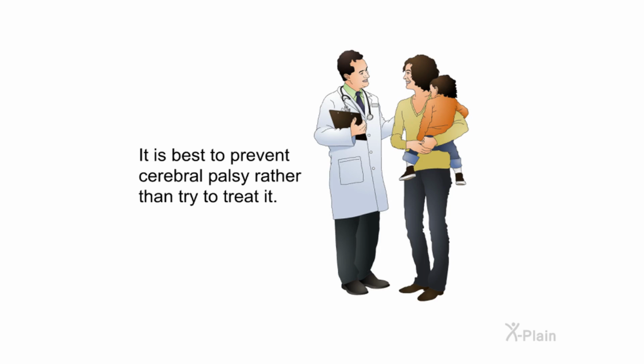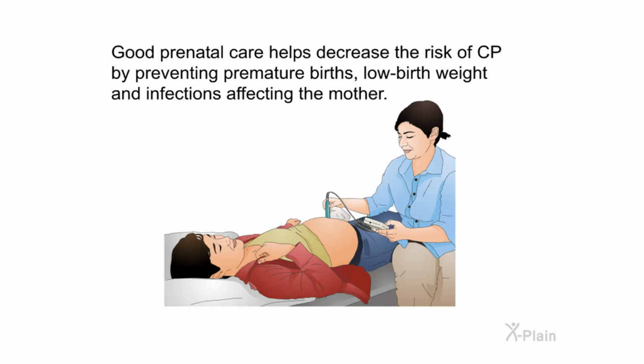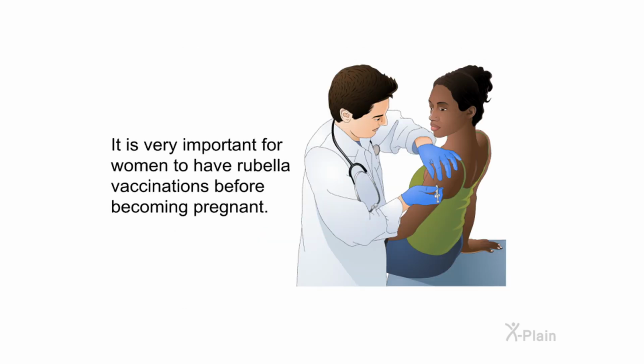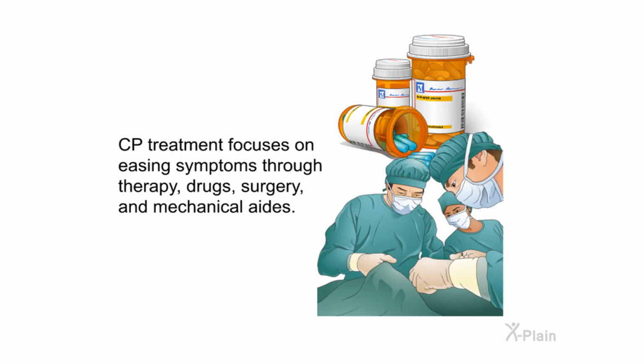It is best to prevent cerebral palsy rather than try to treat it. Good prenatal care helps decrease the risk of CP by preventing premature births, low birth weight, and infections affecting the mother. It is very important for women to have rubella vaccinations before becoming pregnant. CP treatment focuses on easing symptoms through therapy, drugs, surgery, and mechanical aids.